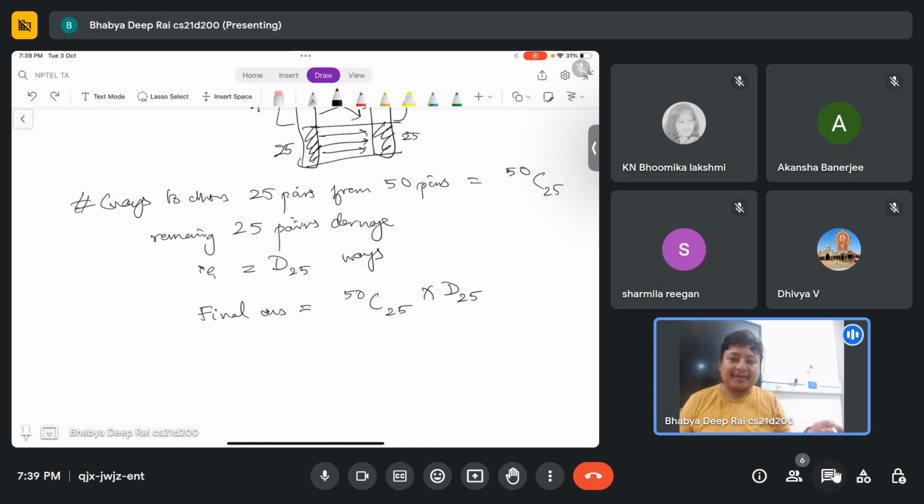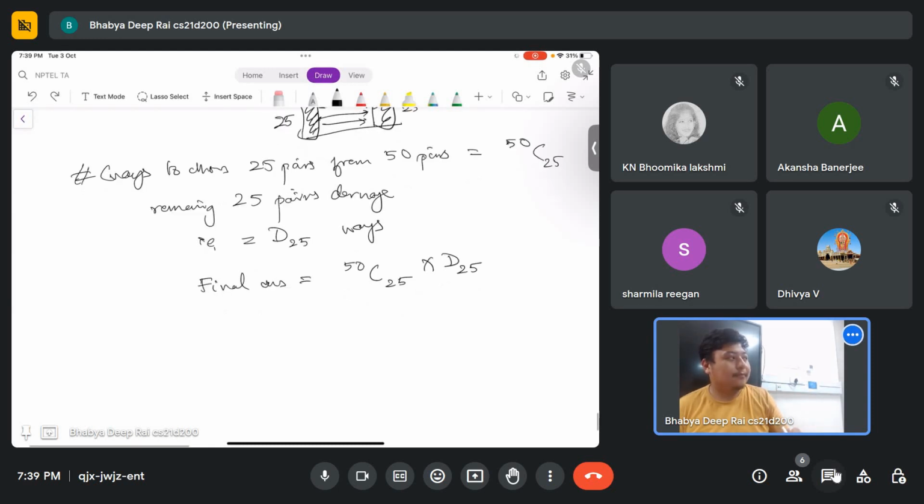Why should they derange? Because if even one student from the remaining 25 had gone to the correct place, then this count would be messed up. Then there would be more than 25 pairs which are correct. So this is your answer.